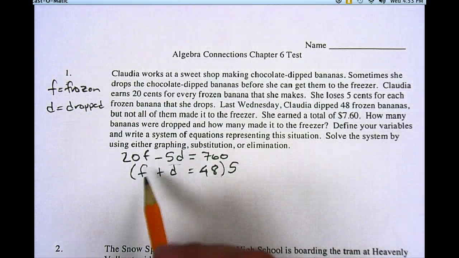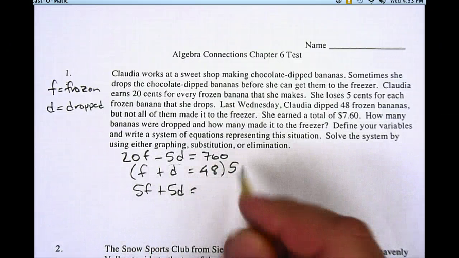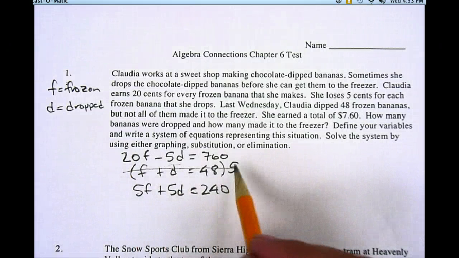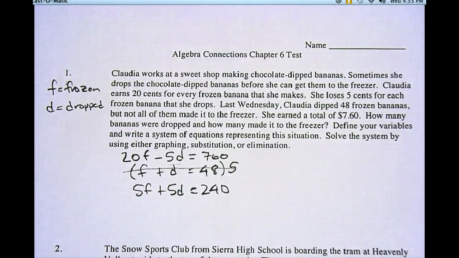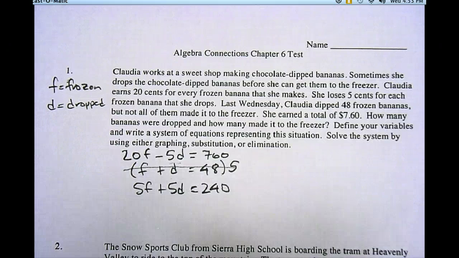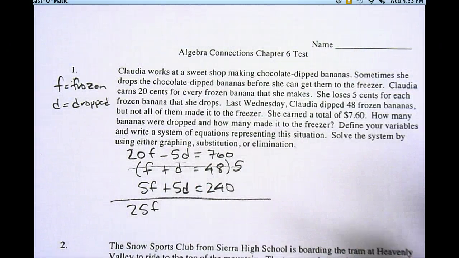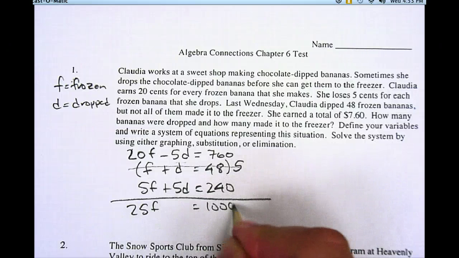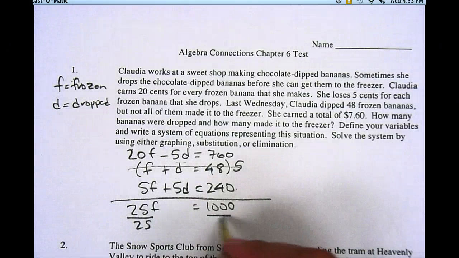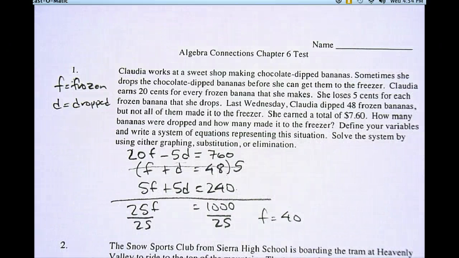So if I do that, 5 times f is 5f, plus 5 times d is 5d, and that's going to equal 5 times 48, which is 240. So I've rewritten that equation into this new equation. Now if I combine my top equation with my bottom equation, I get 20f plus 5f is 25f. -5d and 5d is 0, and that's going to be equal to 1,000 because 240 and 760 is 1,000. I can divide both sides by 25, and I get f is equal to 40. Okay, I'm halfway through this problem.